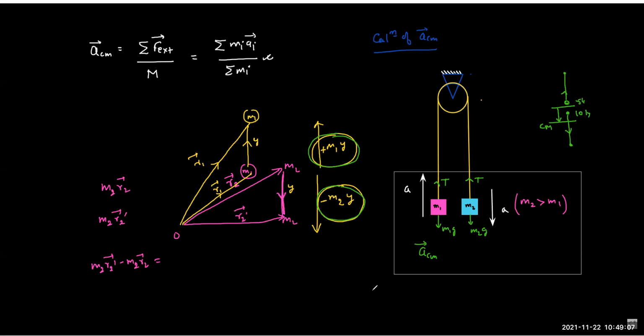So M1 and M2, and M1G, M2G and T. All these forces are external. So T is indeed an external force here. So what is the ACM by definition? Let's write the ACM magnitude. I'm removing the arrow sign because I just want to write the value.